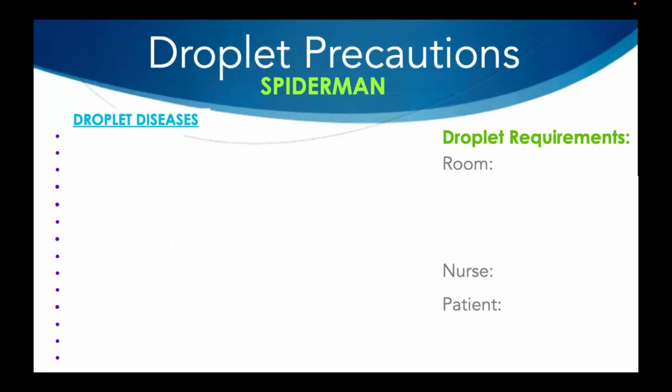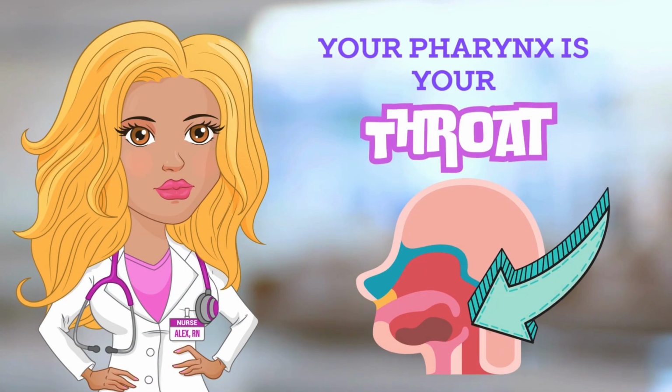So what is the first S? Scarlet fever. What is the next S for droplet precaution diseases? Sepsis. Very good. What is the last S? Streptococcal pharyngitis. And what is the other name for streptococcal pharyngitis? Strep throat. Very good. Remember, your pharynx is your throat. So streptococcal pharyngitis is strep throat.